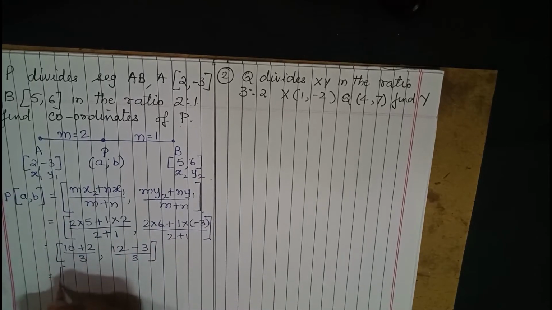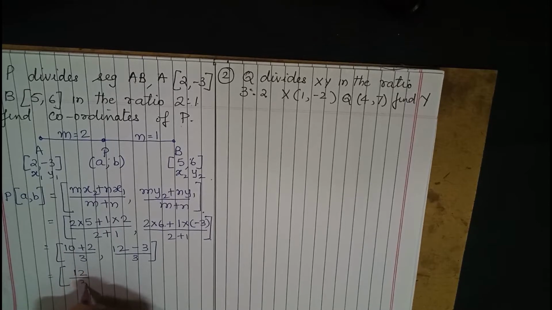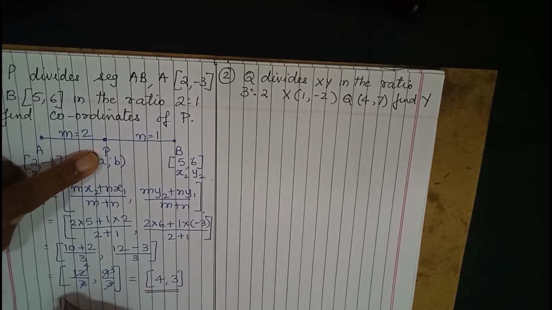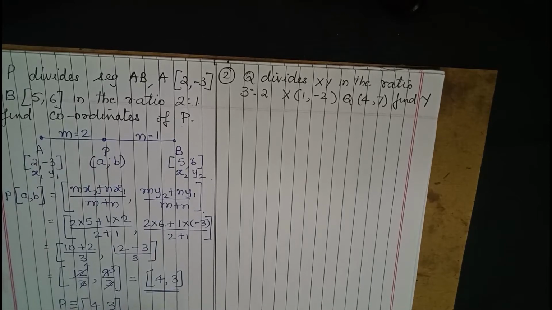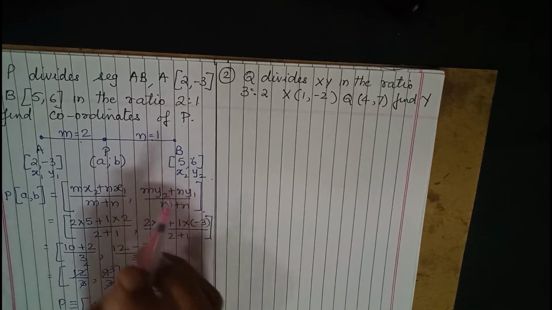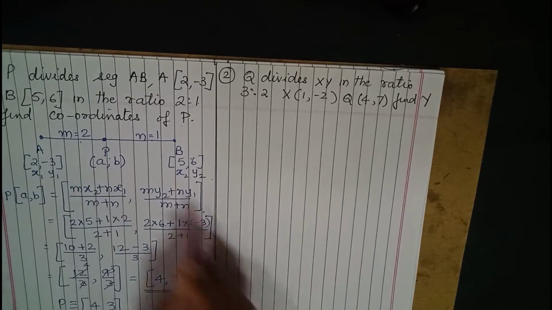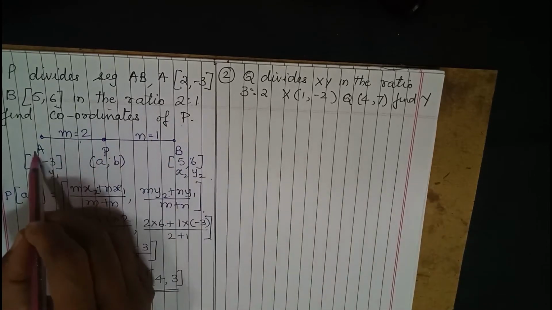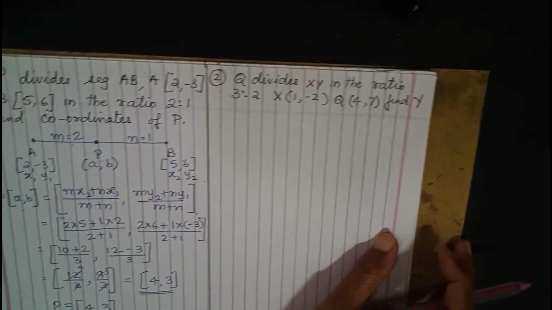So now what we get is 10 plus 2 is 12 upon 3 and 12 minus 3 is 9 upon 3. So this will become 4 and 3. So we got the coordinates of the point P as (4, 3). So this becomes our answer. So this is the point P which is dividing the segment AB in the ratio 2:1. Right? So you should always remember that this formula is used to find the coordinates of this point. Right? Not any other point, not A, not B, but for the point which is in the center.